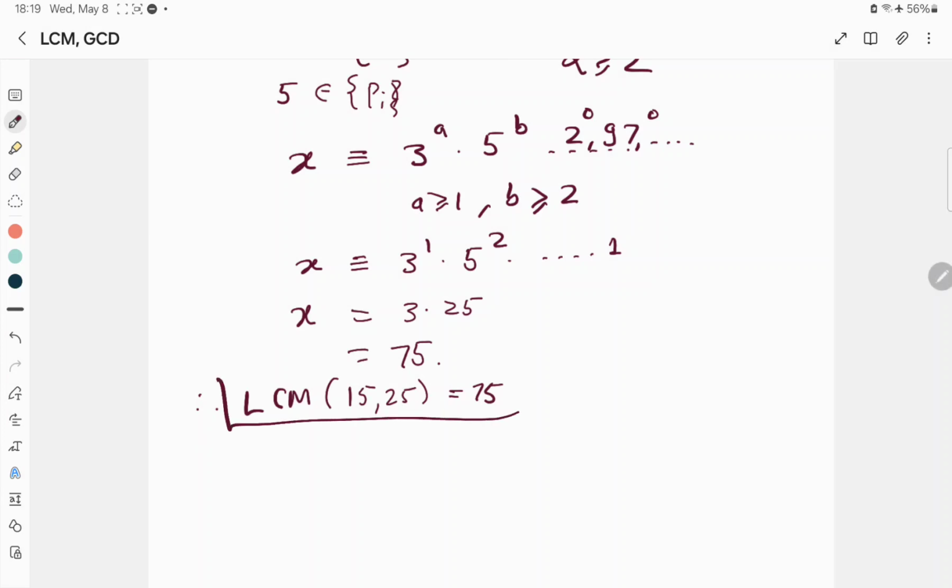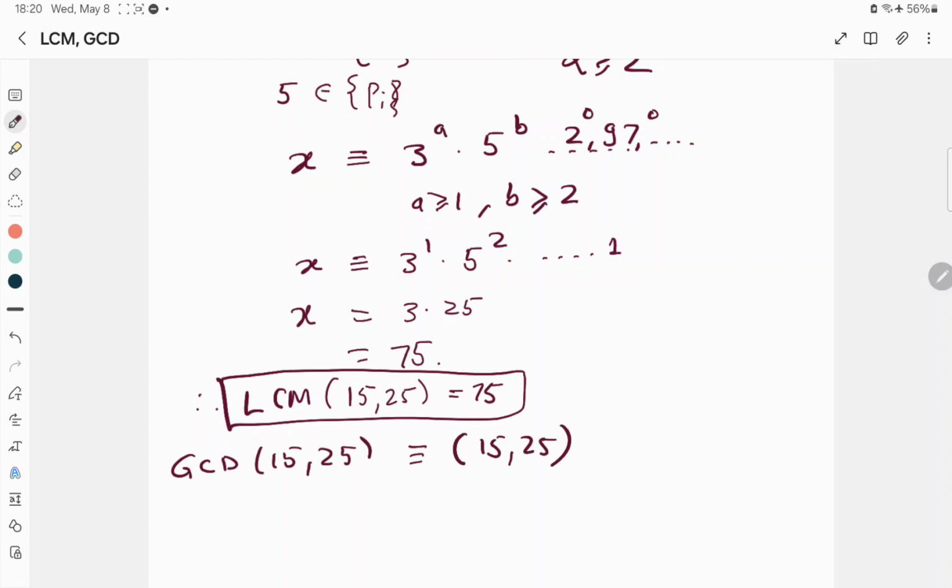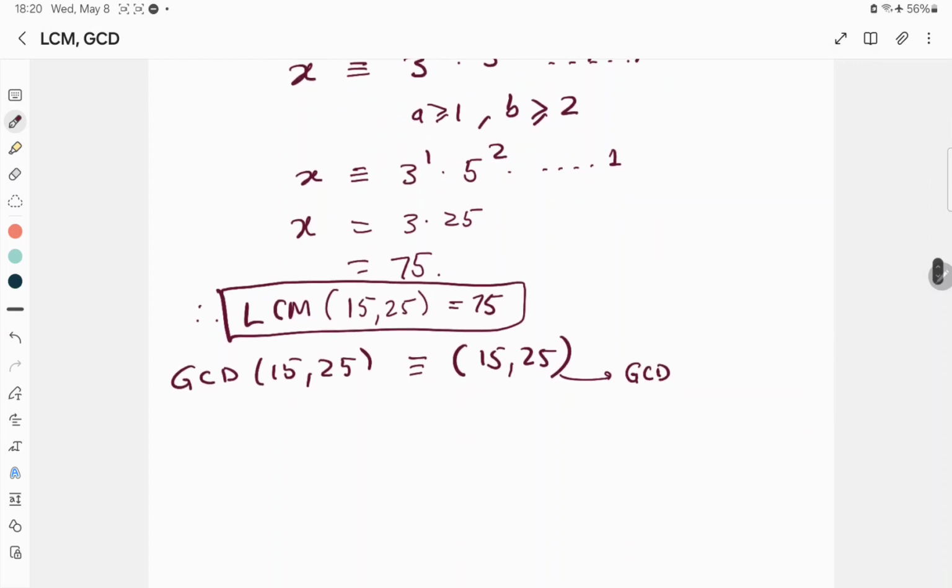So now that we know this LCM, let's talk about GCD of 15 and 25, which is also denoted by just the bracket of 15 and 25. This is also a standard notation. This, just a simple parenthesis and a comma separating two numbers, stands for GCD. This is so commonly used that people sometimes drop the word GCD and just write 15, 25 in a bracket. It's fine, that's a minor digression.